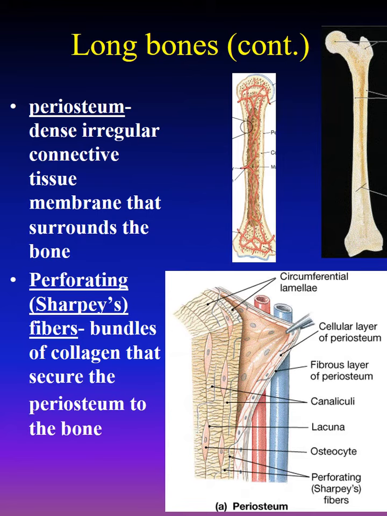The periosteum protects the bone from surrounding structures. It anchors the blood vessels and nerves to the surface of the bone, and then also provides stem cells for bone growth and for fracture repair. The special features that anchor the periosteum to the bone's collagen fibers are called the perforating or Sharpey's fibers. And so here in this image, you find these little fibers that are associated with the periosteum.